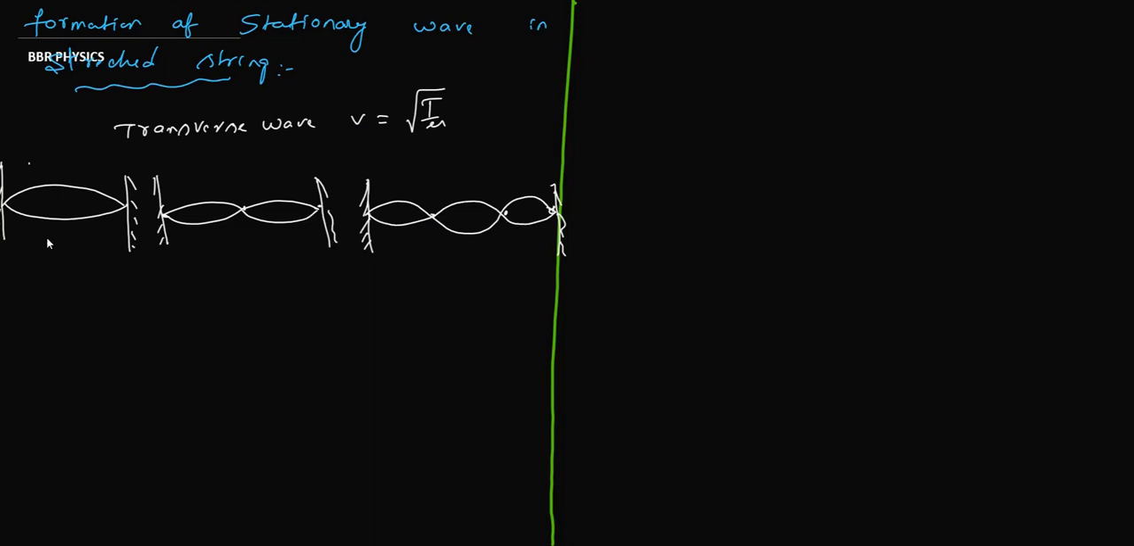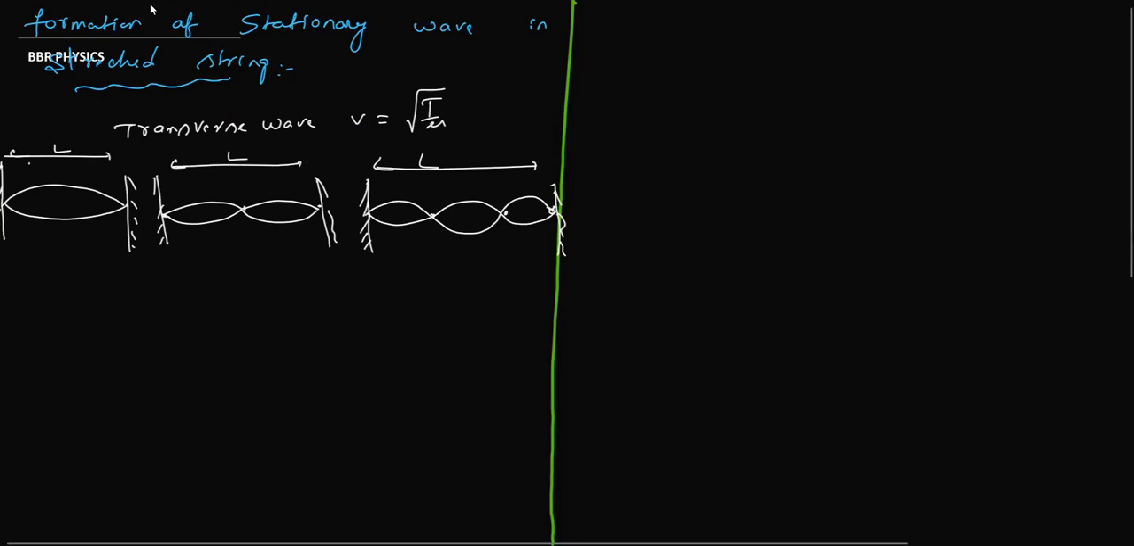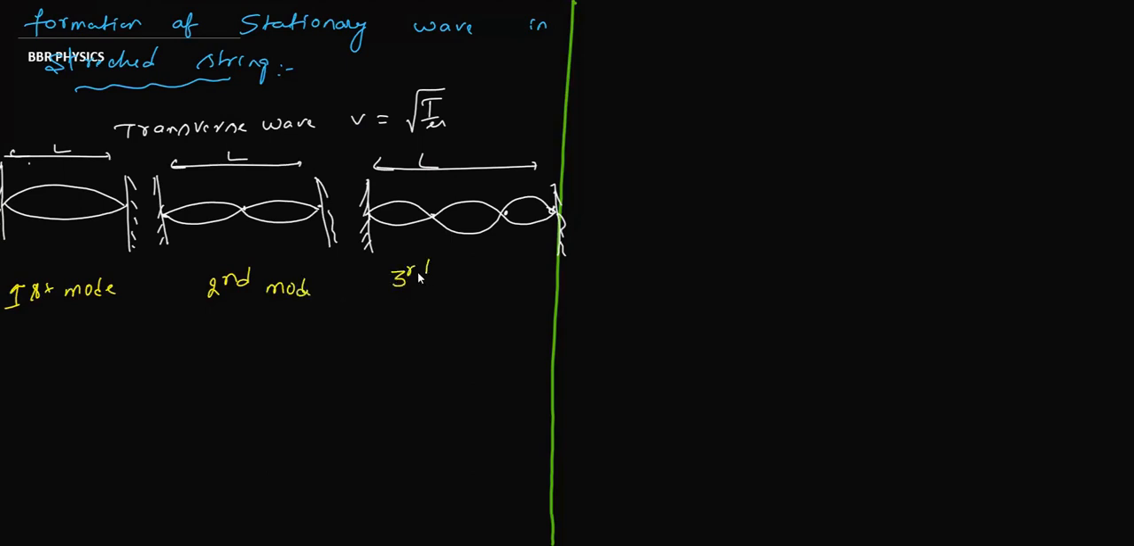In each case the same length is used. This is the length of the string, L. So this can be called the first mode, this the second mode, and this the third mode. In the first mode, the wavelength is lambda by 2, from here to here.